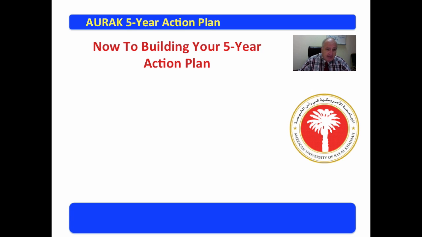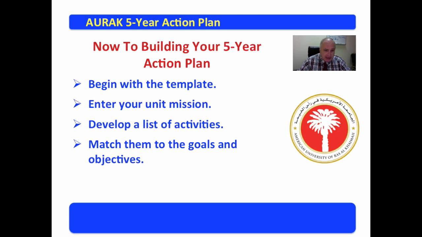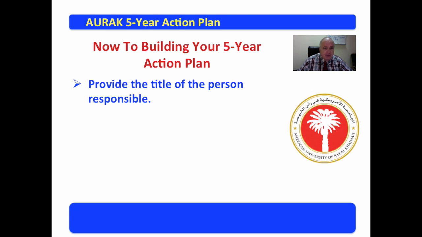Now, to building your 5-year action plan. The 5-year action plan begins with a template. Now, the worst thing you can do is sit down with a template and say, now what do I need to fill out on this template? The best thing you can do is to enter your unit mission on the template and then develop a list of activities. Lay the template aside, develop the list of activities, and I will talk about that more in just a moment. Match these activities, once you have them developed, to the goals and objectives of the university. List them on the form once you've mapped them.